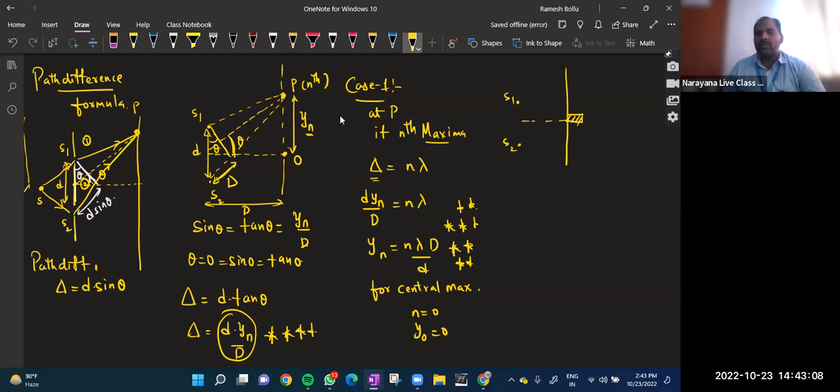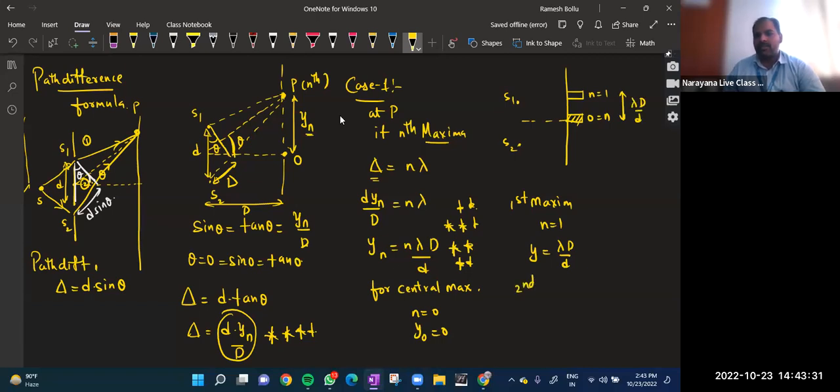What is the distance of the first maxima? What n value should I put? 1. So the distance is lambda D divided by small d. This is the 0th maxima, and this is the first maxima. What is the distance between them? Lambda D divided by small d.